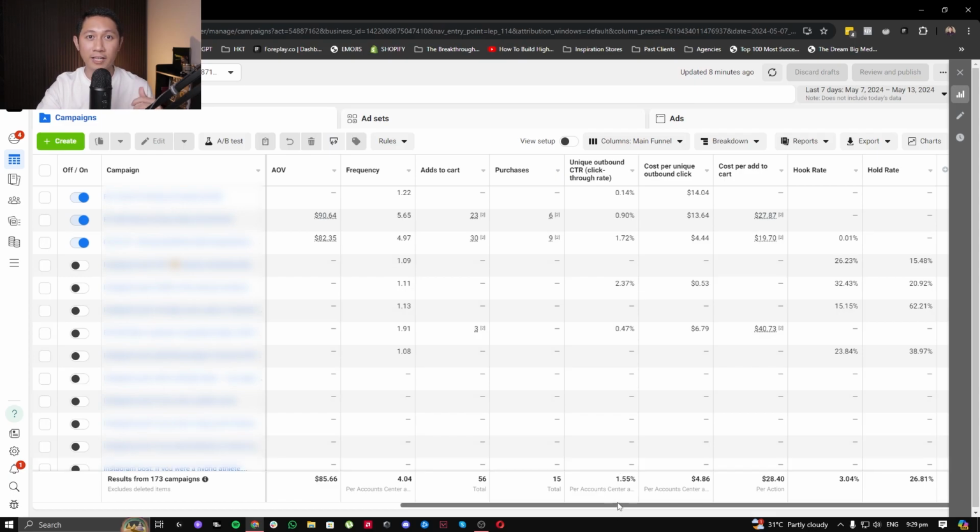Unfortunately, Facebook already decided to remove that metric. Back then, maybe 3 years ago, we still had that cost per unique view content and cost per unique add to carts, and even cost per unique purchases.